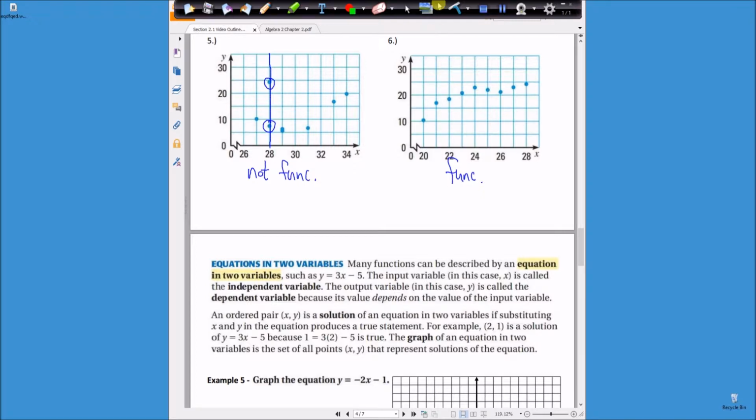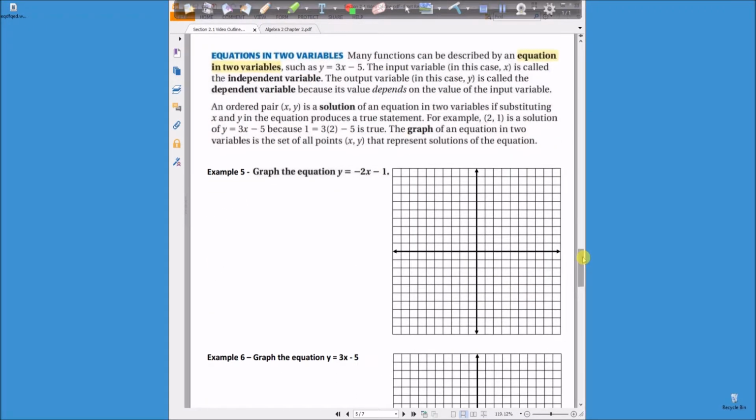Okay, I hope that's clear. We've done quite a few examples of that now. So the vertical line test is a very quick and easy way to see from a graph if it's a function or not.